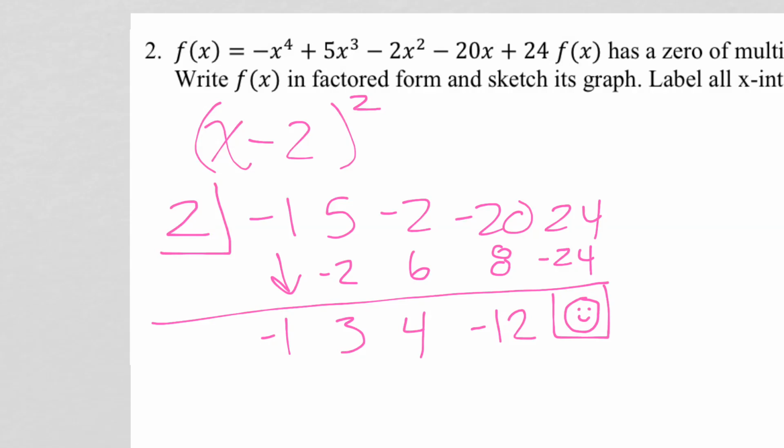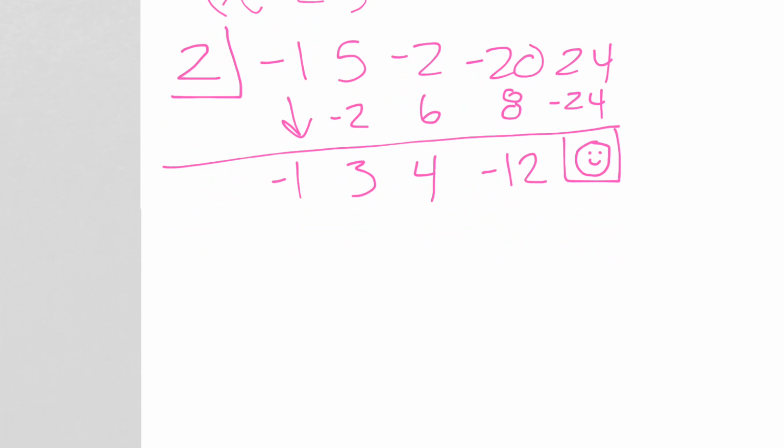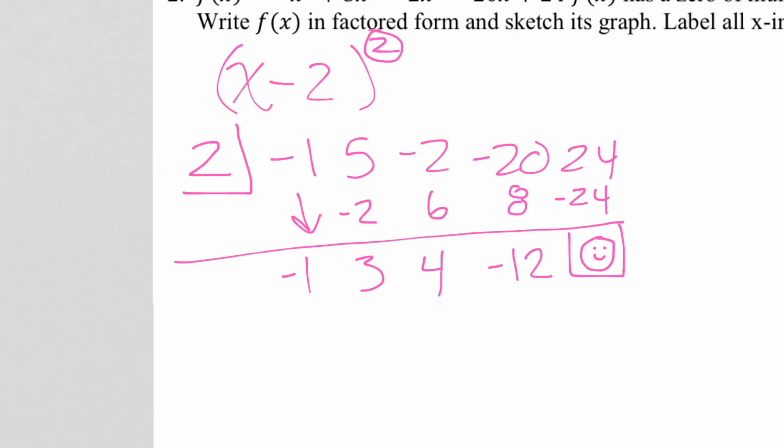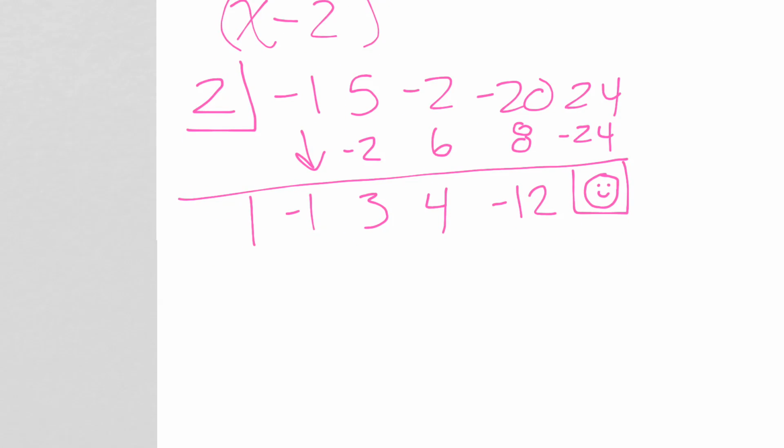And if x minus 2 really is a factor, if x equals 2 really is a solution, then we should get no remainder when we do our division, because it should come out evenly. And it did. So now we can do synthetic division again, because it is multiplicity 2. I'm going to use that result and divide again.